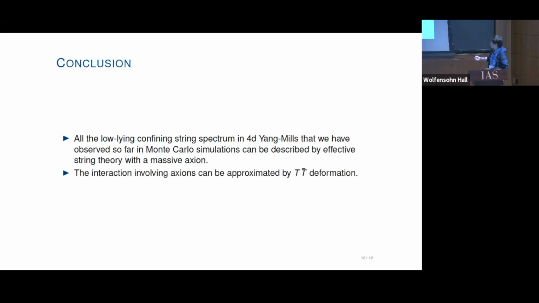So the conclusion is that all the low-lying confining string spectrum in 4D Yang-Mills that we have observed can be described in the framework of the effective string action with a massive axion. And also the interaction involving axions can be described by the TT-bar deformation. Okay, that's it. Thank you.